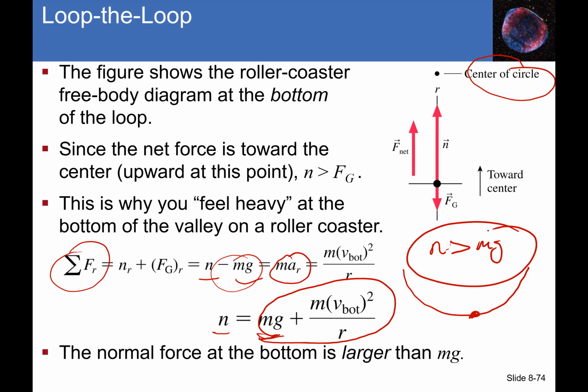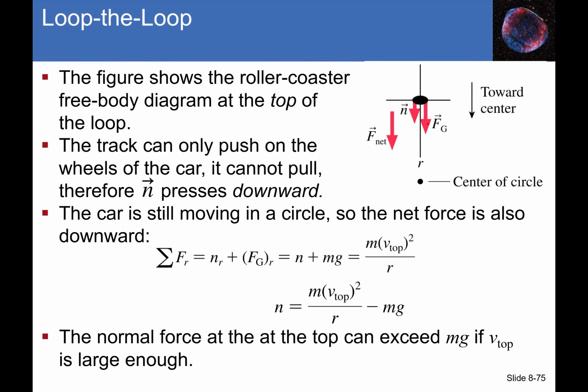Okay, and it has to be, right? Because in order for there to be an upward net force, the normal force has to be greater than the gravitational force. All right, so then how about at the top? Sorry, at the top. That was at the bottom. Now how about at the top?